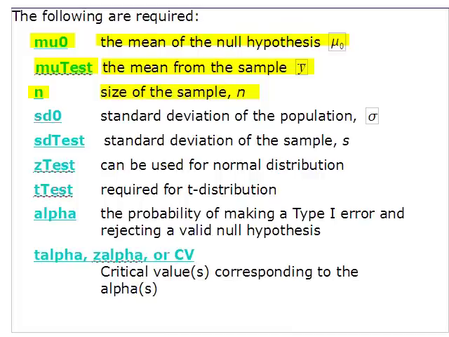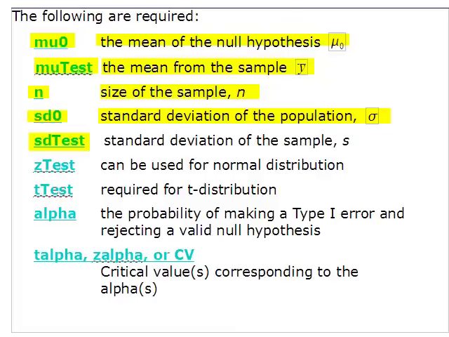Now we need some standard deviations. SD0 I'm using as the standard deviation of the population. This would be the standard deviation for the previously held idea. Say an incredible amount of testing was done before, showing the 5/8 of an inch, and it had a certain standard deviation associated with that testing. That would be your SD0. That may or may not be available.